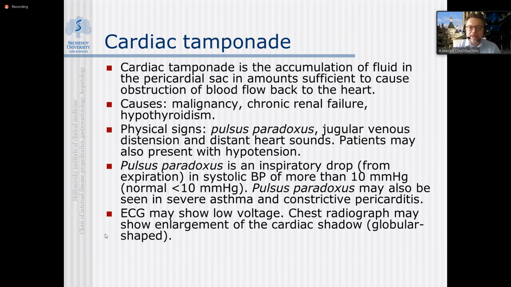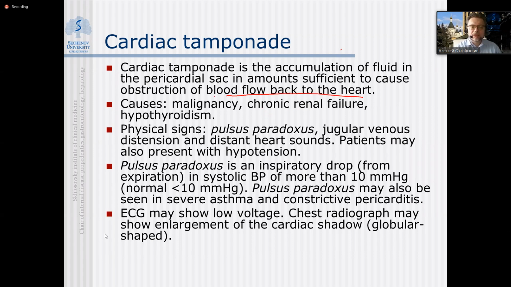Cardiac tamponade may be another very dangerous marker that may result in overfilling of veins, both deep and superficial veins. Cardiac tamponade is accumulation of fluid in the pericardial cavity, the pericardial sac. That will be enough to block the flow of blood back to the heart.